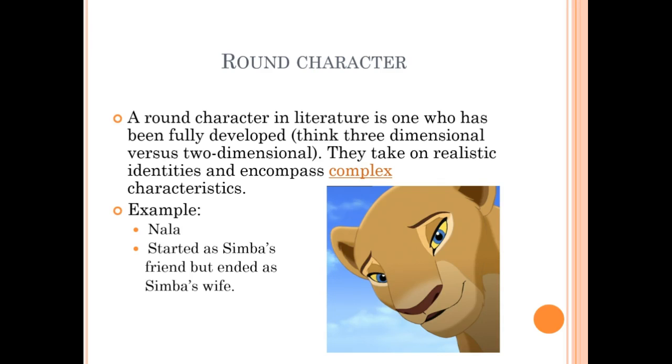Nala started out as Simba's friend. They've been lifelong friends. They were friends at birth, and in the end, they still were friends, but she became his wife. So again, you have that round character who's been fully developed, and they just complete that dynamic character. They were with them in the beginning, and they're going to be with them in the end. That's what makes Nala the round character in The Lion King.